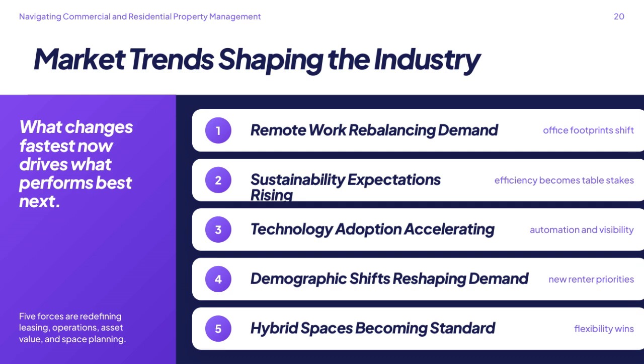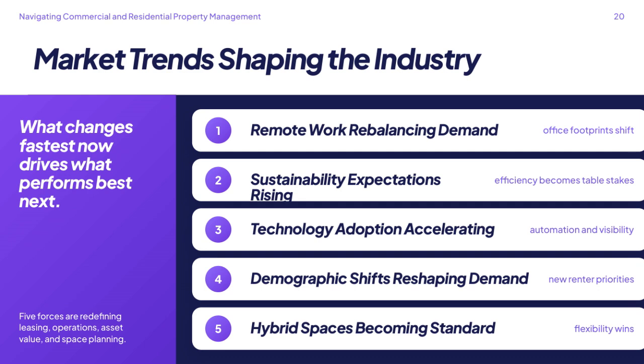Efficiency is no longer optional. It's a baseline requirement for properties to stay competitive. Tenants and investors alike expect environmentally responsible practices as standard. At the same time, technology adoption is accelerating rapidly. Automation and enhanced visibility into operations are transforming how properties are managed, making processes smoother and more efficient.